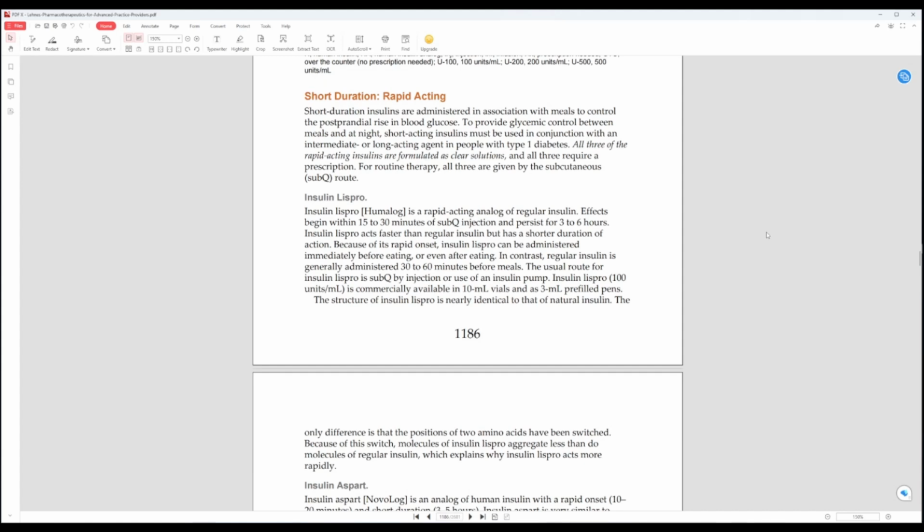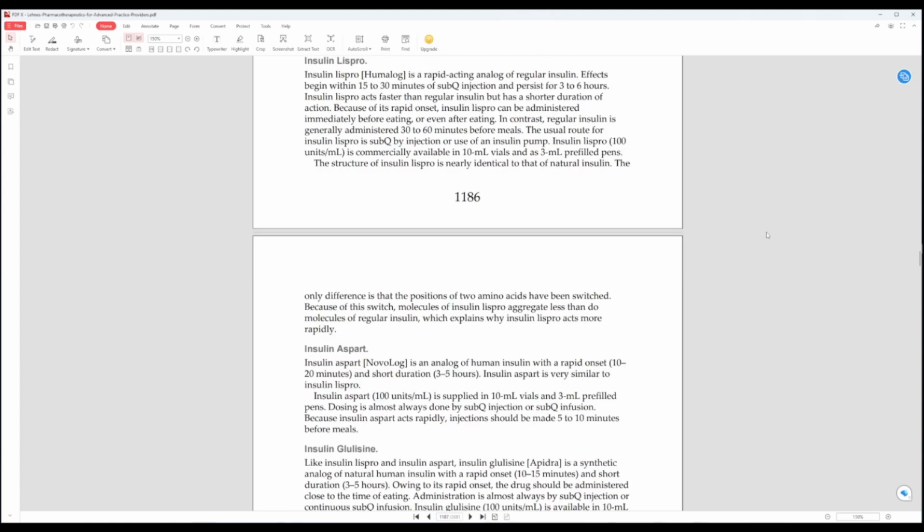So, speaking of short duration or rapid acting, short duration insulins are administered in association with meals to control the postprandial rise in blood glucose. To provide glycemic control between meals and at night, short-acting insulins must be used in conjunction with an intermediate or long-acting agent in people with type 1 diabetes. All 3 of the rapid-acting insulins are formulated as clear solutions, and all 3 require a prescription. For routine therapy, all 3 are given by the subcutaneous route.